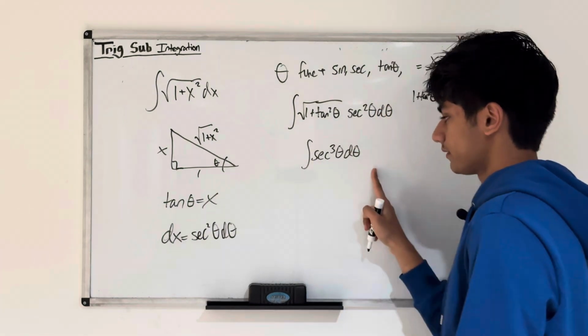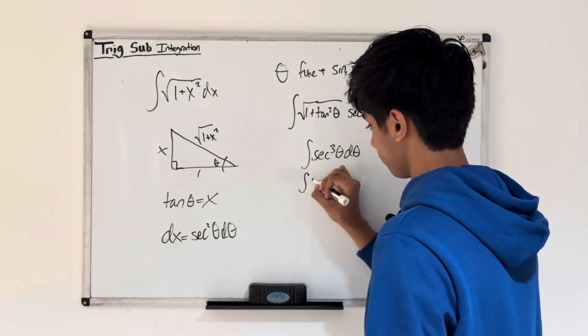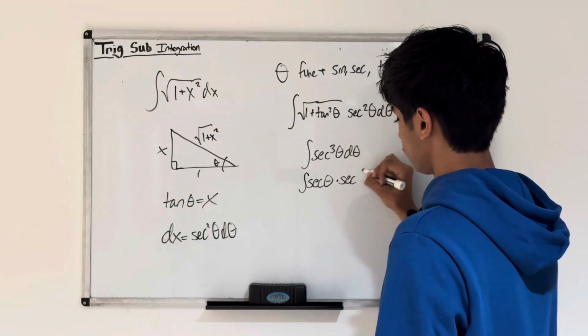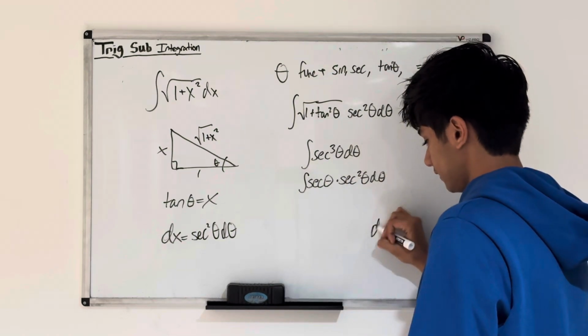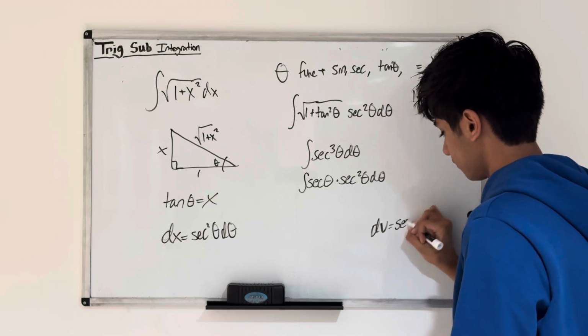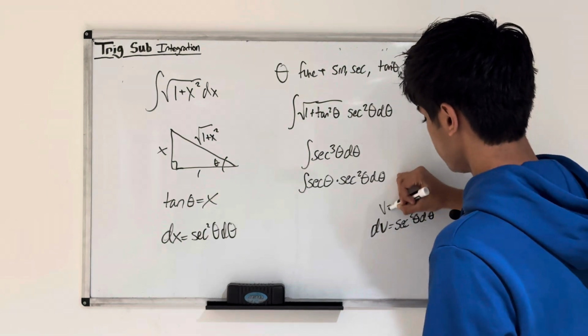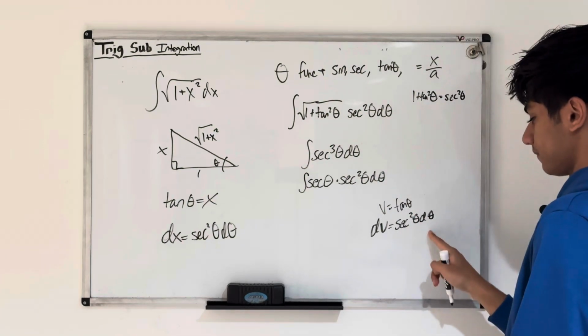And so now we have to integrate this, and what you'll notice is we can actually use integration by parts for this integral. So secant theta times secant squared theta d theta is how we'll break it up. You'll see that if we have dv equaling secant squared theta d theta, we can make our v simply tangent theta, because the integral of secant squared theta is tangent theta.